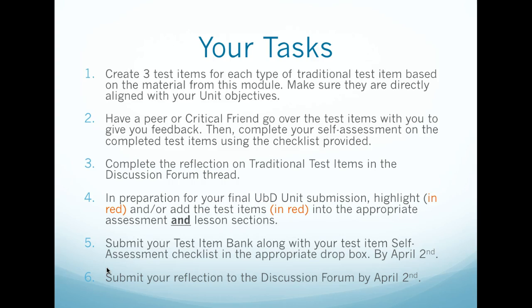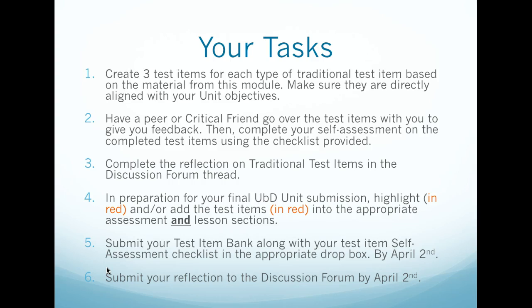Your tasks for this module are to create 3 test items for each type of traditional test item based on the material from this module. They need to be directly aligned with your unit objectives. Have a peer critical friend go over the test items, as I mentioned earlier, to give you feedback. It's really important, because if they can't answer it for you... I even had James answer mine and see if he had any questions, because I wasn't sure I was being clear when I was developing my test questions. So you really just want to have somebody look them over for you.